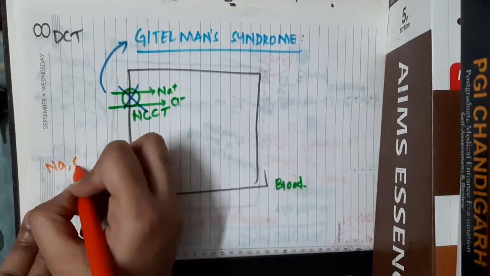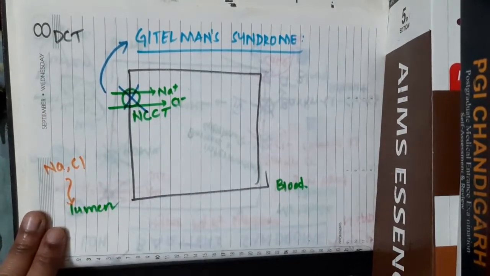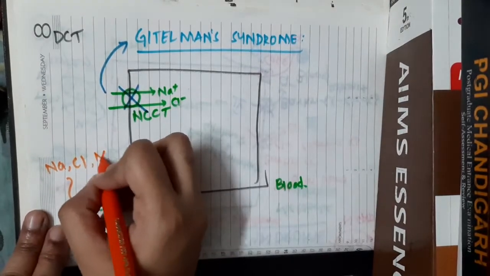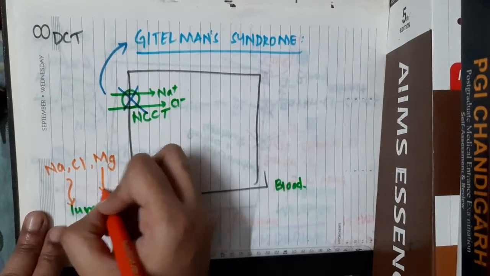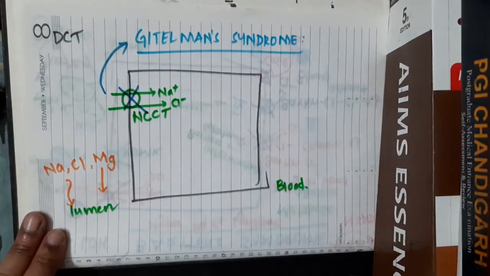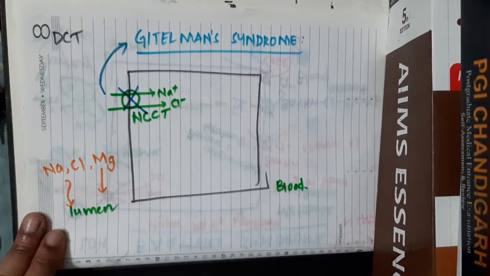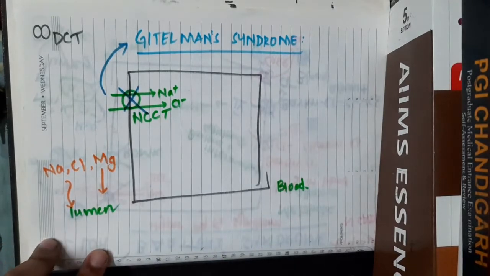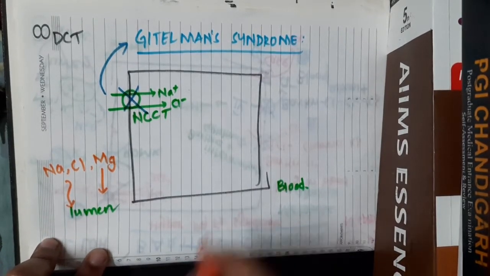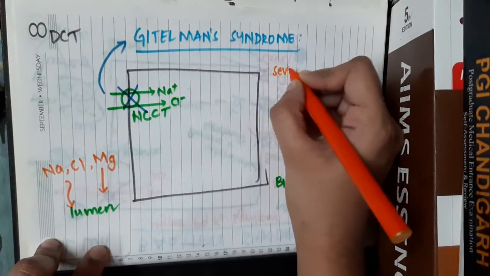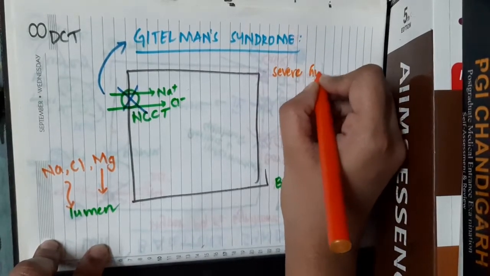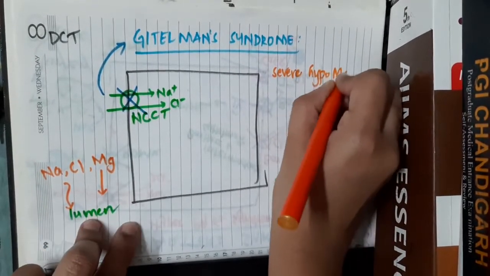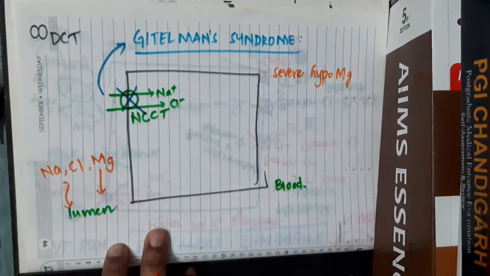So sodium chloride is excreted, and magnesium is also excreted. The reason for the loss of magnesium is not known. We do not know why the magnesium ion is excreted. But because of the excretion of magnesium, severe hypomagnesemia is seen in the patients.